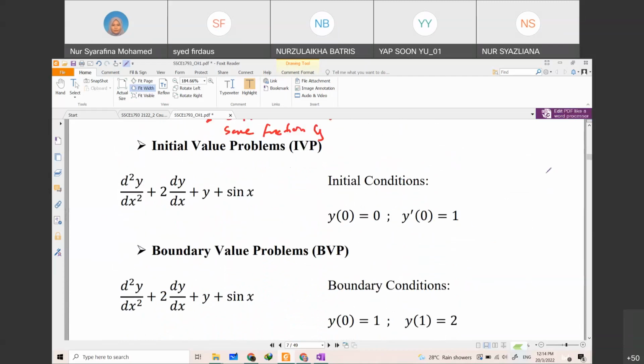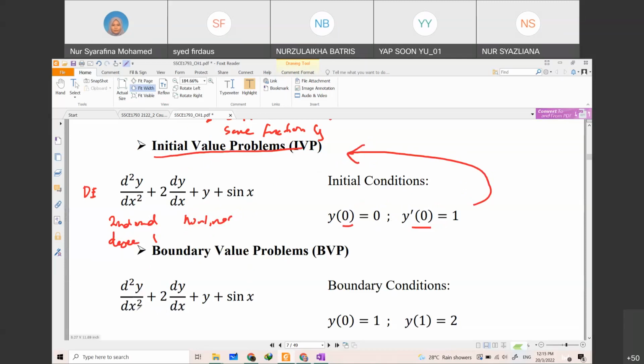So this is the example of differential equation where the conditions are given. So this is differential equation. Okay, this is differential equation with the second order and degree one, and it is non-linear with an initial condition y(0) and y'(0). Okay, and we can call this as initial value problem because the initial point is there. All right, and then this is same process. Differential equation are given and the conditions are given from 0 to 1 with the same function. So this is what we call boundary value problem.